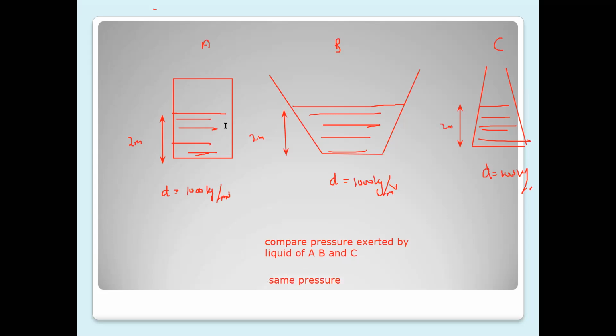How will they apply the same pressure? The pressure applied by the liquid in container A is the same as the pressure applied by the liquid in container B. But how do they apply the pressure? When we calculate pressure, pressure is force acting on a unit area for a liquid. On which factors does the pressure depend? It depends on density, gravity, and depth.